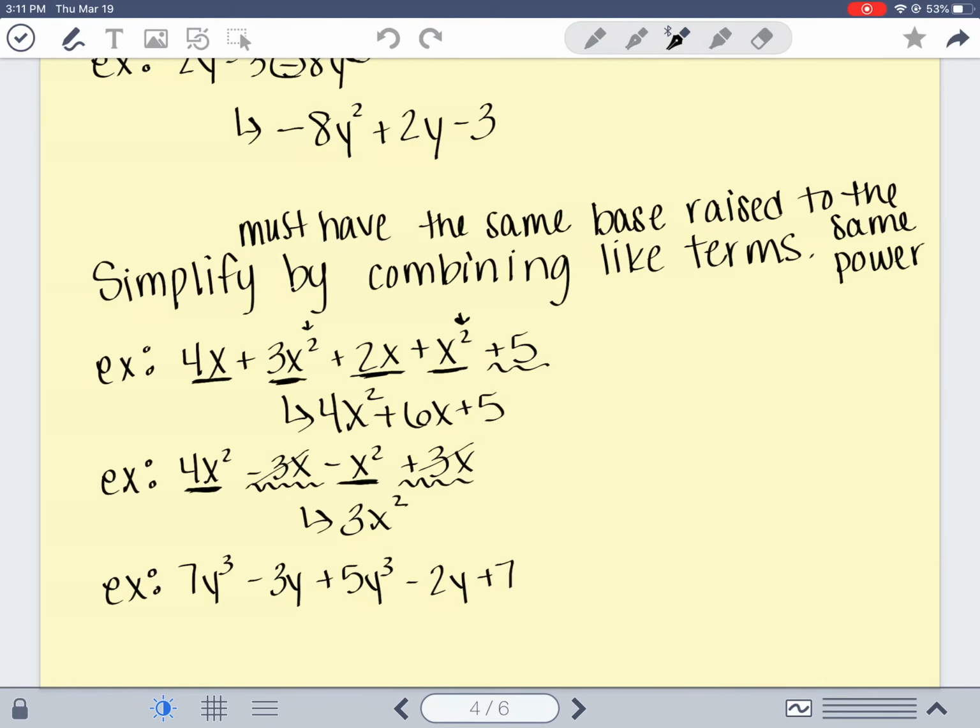And then the last one on here, our largest is our cubed. I've got 7y cubed plus 5y cubed. Now, some of you might say, oh, well, there's a y and there's a y. Remember, it has to be raised to that same power. So 7 plus 5 gives us 12, y cubed. And then we have negative 3y minus 2y, so we get a negative 5y. And then bring along that plus 7.